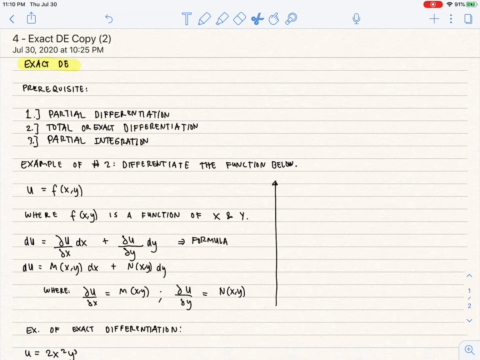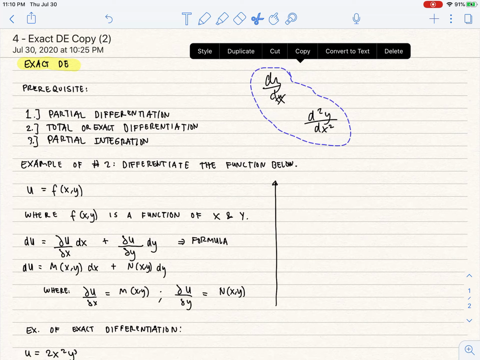Okay, so lecture 2 is about exact differential equations. This is also in the first order DE. So kumbaga, dy over dx lang. Dili ta maabot og d squared y, or the second derivative of y with respect to x. So mao na ipasabot sa first order DE.